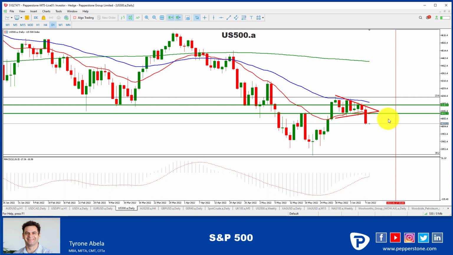That's the whole pattern premise, that it can break either side on a symmetrical triangle. It was a symmetrical triangle, no doubt. It was also a symmetrical triangle being backed up and bolstered by the fact that it was trading in between the 20 and the 50 moving average for several days.